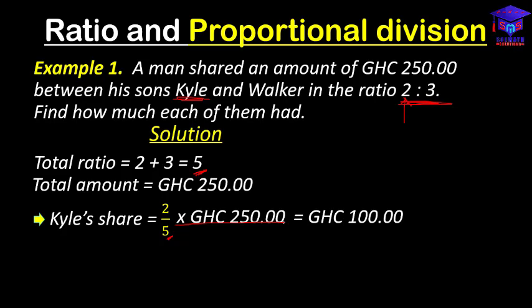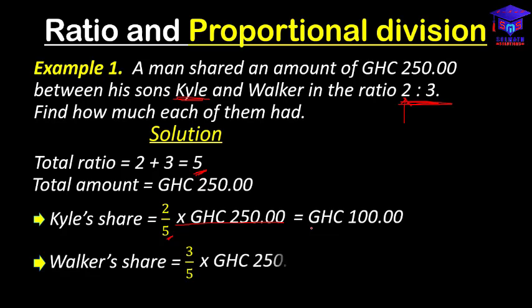Now after getting Kyle's share to be 100 Ghana cedis, there are two ways that we can get Walker's share. The first one will be that you write out Walker's fraction and multiply by the total amount like this. So Walker's share will be Walker's fraction times the total amount that they're supposed to share, and that will give us 150 Ghana cedis.